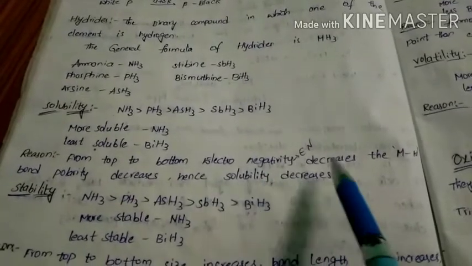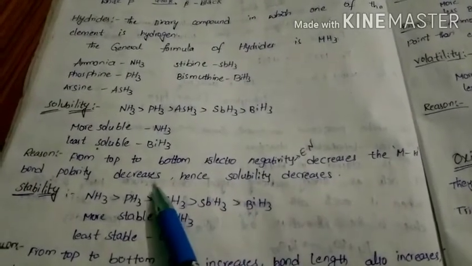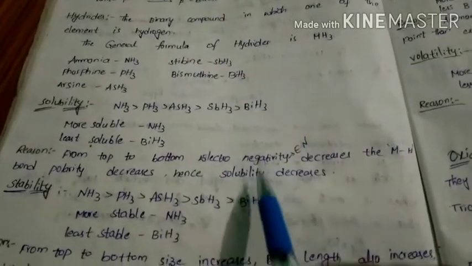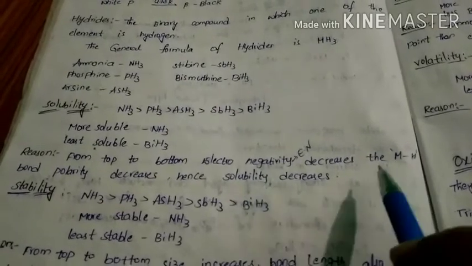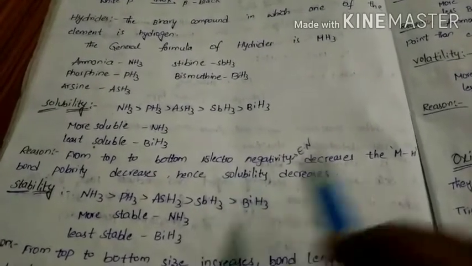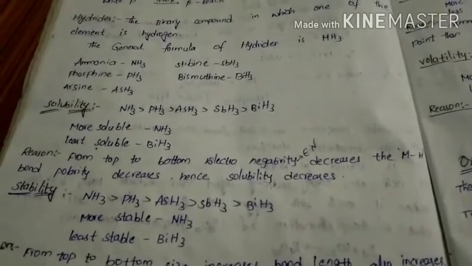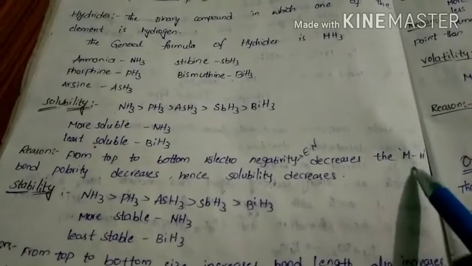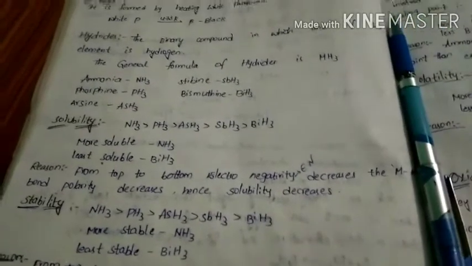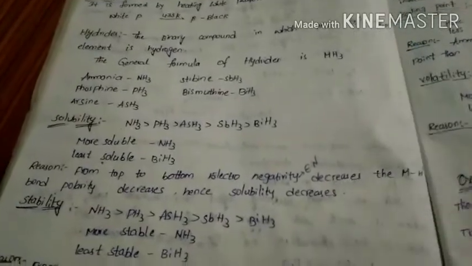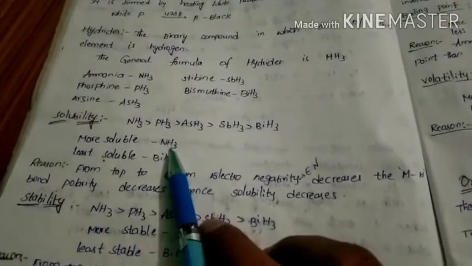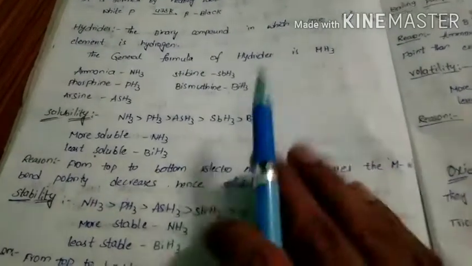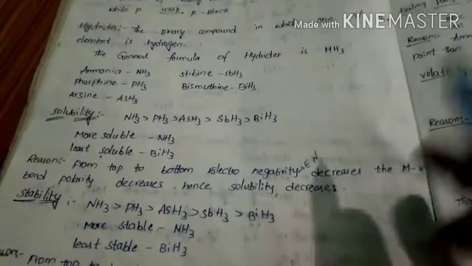From top to bottom electronegativity decreases, the M-H bond polarity decreases, and solubility decreases. So of course this is also one of the reasons. If electronegativity decreases, then the M-H bond polarity decreases. That means the tendency to break the bond between M and hydrogen decreases. Automatically solubility decreases. The simple reason is if the size of the atom increases, solubility decreases. If the size of the atom decreases, solubility increases.